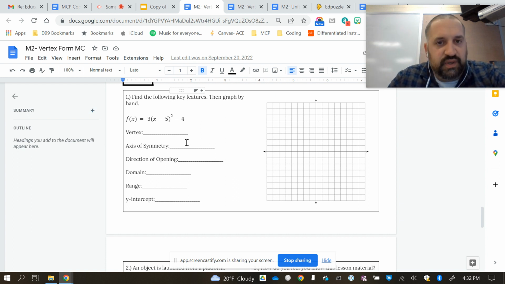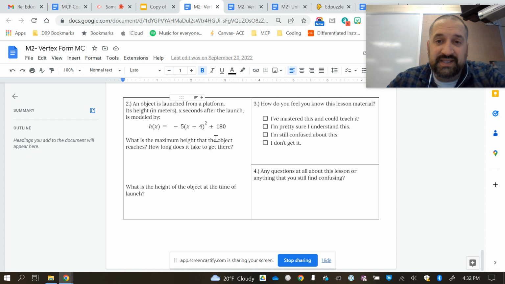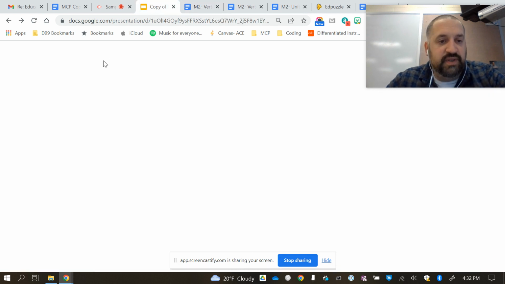I can come up with stuff pretty easily, or I can go to a book or a website. But I found that most students tend to get it by the second one, and if they don't, I'll just make up something for them. So that is the mastery check.